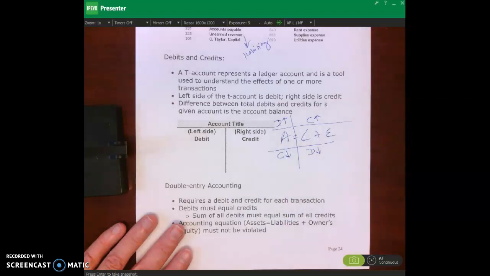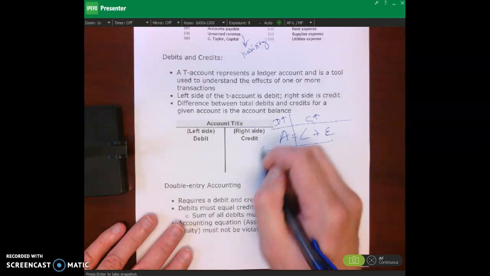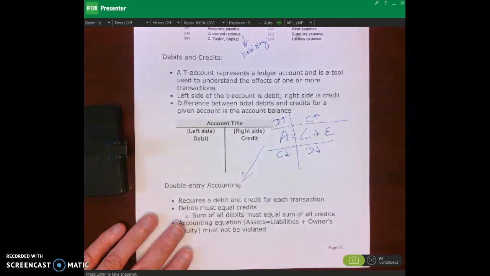This is what you need to know in order to do double entry accounting. So if you've had accounting in high school, you remember journal entries. This is what we use to do journal entries. We do debits and credits. And now journal entries is how we record those transactions.